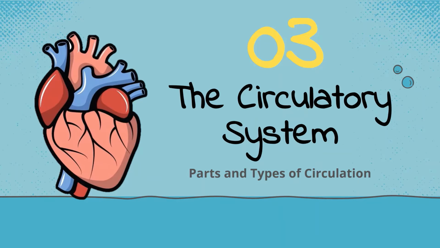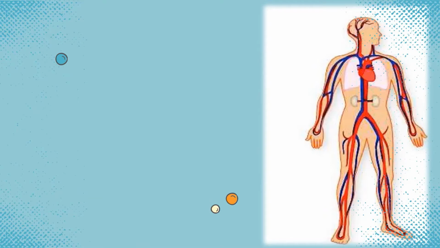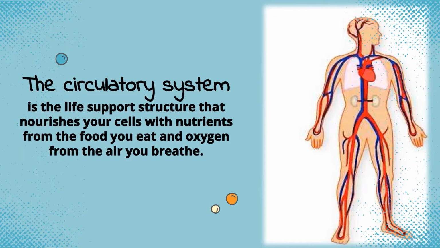Aside from the respiratory system, the circulatory system is also responsible for transporting oxygen and nutrients throughout the body. Now, let's talk more about the circulatory system. The circulatory system is the life support structure that nourishes your cells with nutrients from the food you eat and oxygen from the air you breathe. It can be compared to a complex arrangement of highways, avenues, and lanes connecting all the cells together into a neighborhood. The community of cells sustains the body to stay alive.